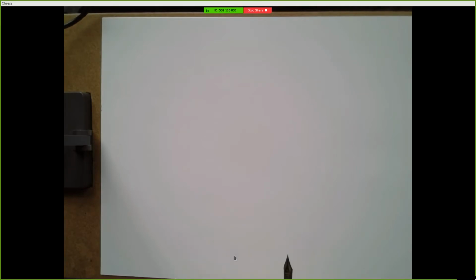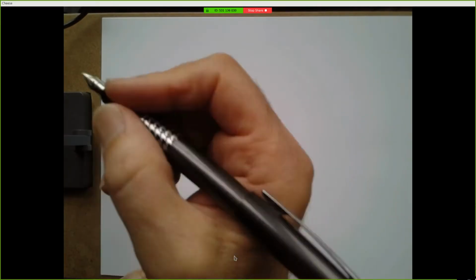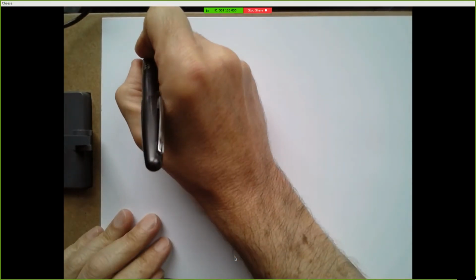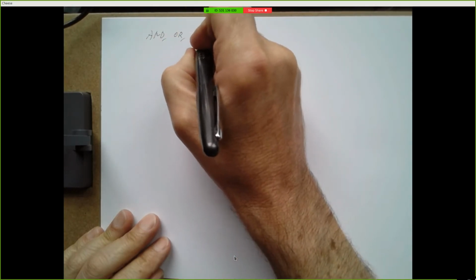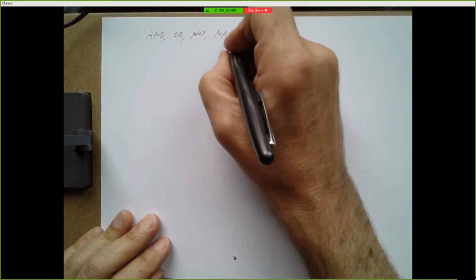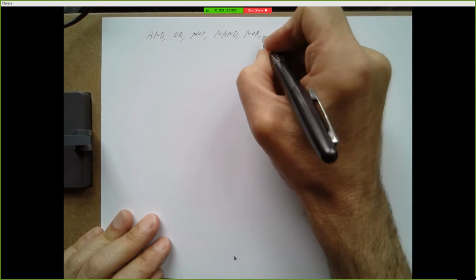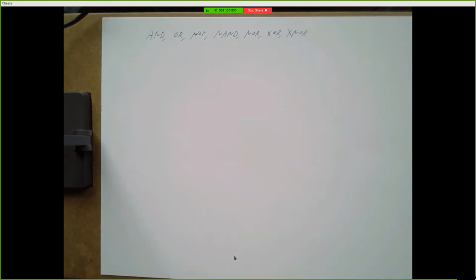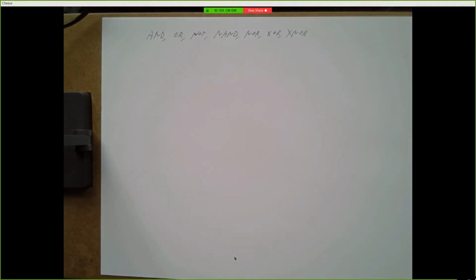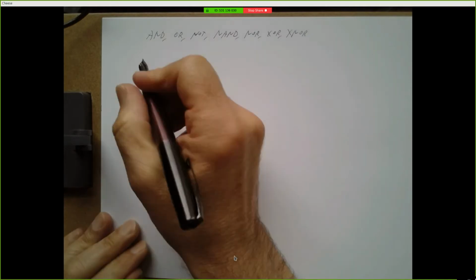So let's start with the idea of logic. So we have logic gates, logic operations. So we have things like AND, OR, NOT, NAND, NOR, XOR, XNOR. Those are probably the main ones that we've encountered. And these are ways to take binary digits, bits, and combine them to produce new bits.